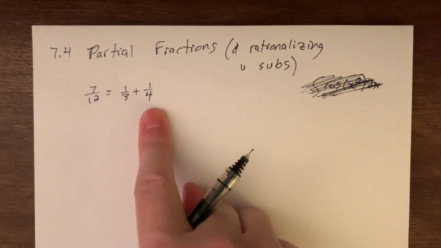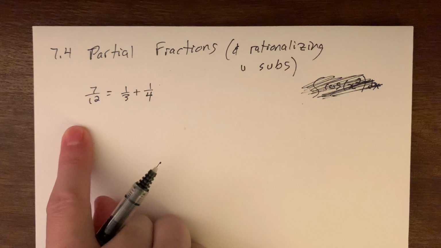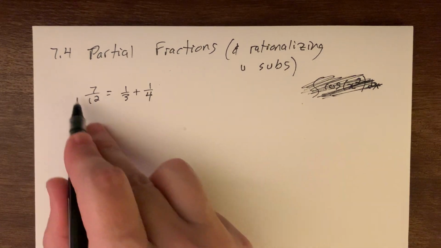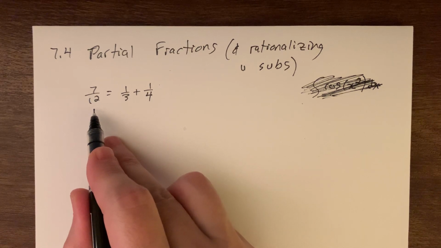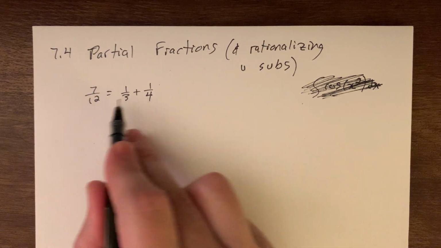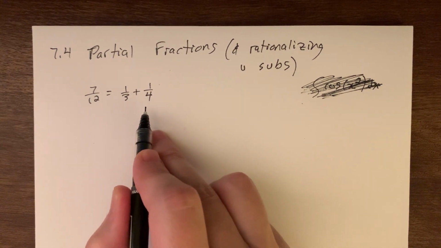especially if I write this out, we can realize that 7/12, it's still a regular fraction. It's not compound. The numerator is lower than the denominator, so it is a proper fraction. But I could break it into these smaller, more basic fractions. That's the idea we're going to.